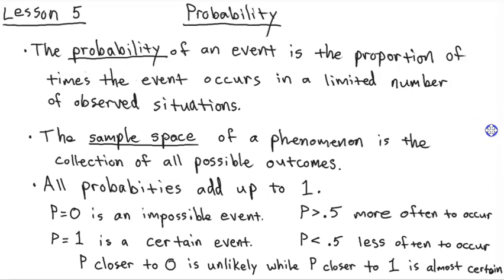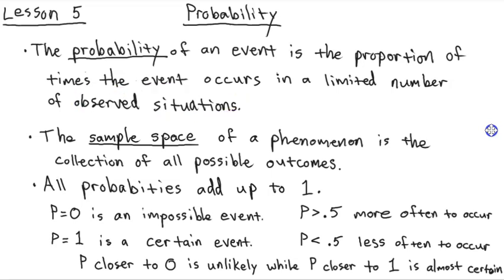Welcome to lesson 5 in statistics. In this lesson we're going to talk about probability, just the basics of probability. We're going to get a definition here. The probability of an event, this is a word you're going to see a lot, is the proportion, sometimes understood as a percentage or a fraction or a decimal. It's the proportion of times the event occurs in a limited number of observed situations.